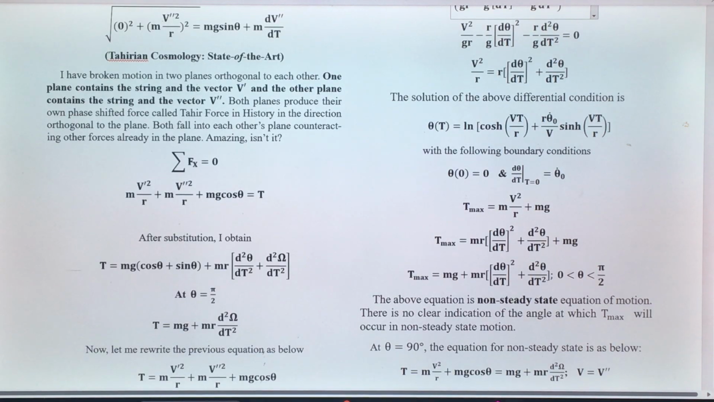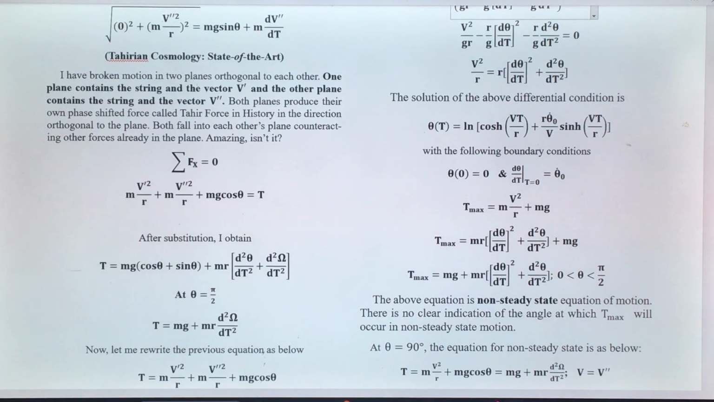Theta is equal to the natural log of cosh(Vt over r) plus r theta dot sub naught sinh(Vt over r), with the following boundary conditions. When time is 0, theta is 0, and when time is 0, d theta over dt is equal to the same rate of change. So T max, I can consider it with some initial angular velocity. You can put it to 0 and get theta is equal to ln cosh(Vt over r) if you want. So this is the condition of Vt and theta.